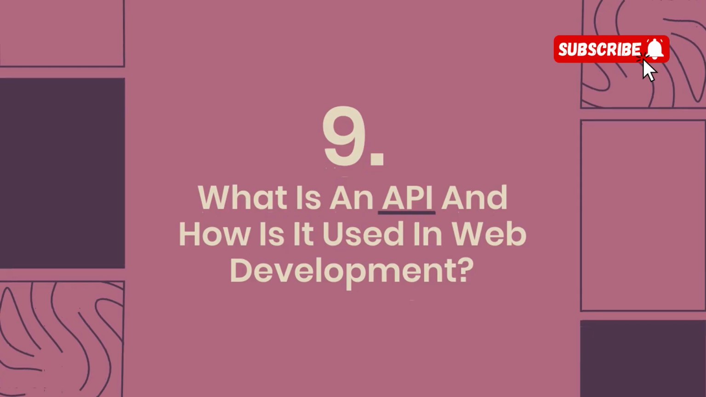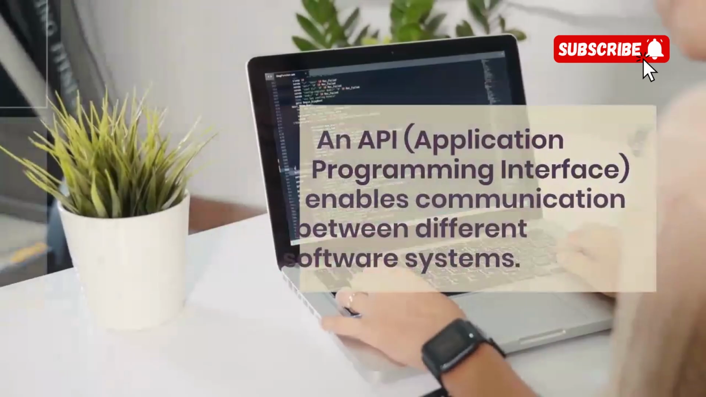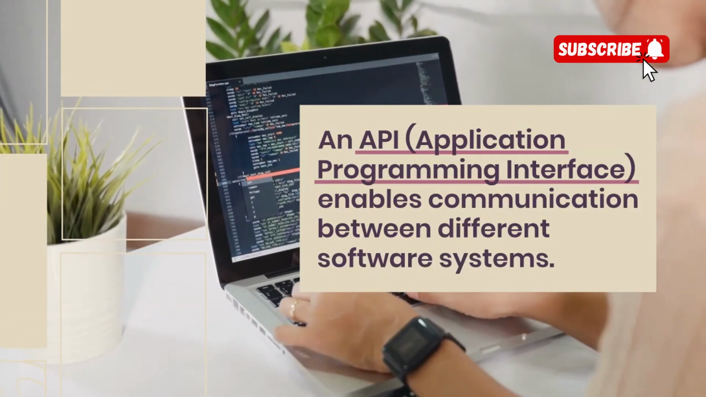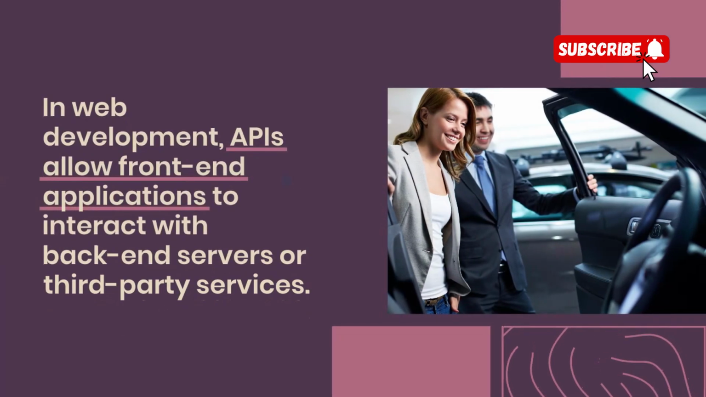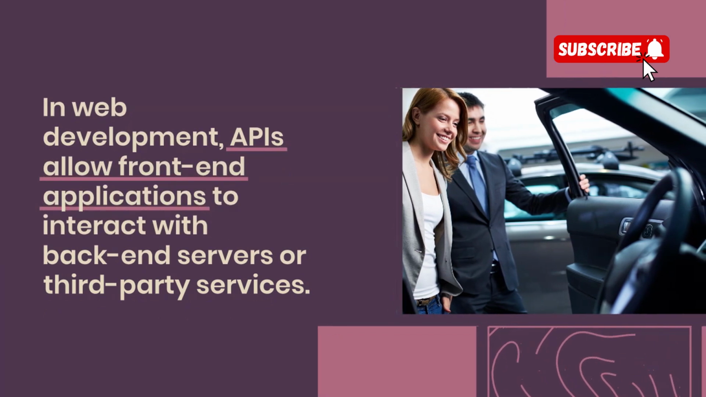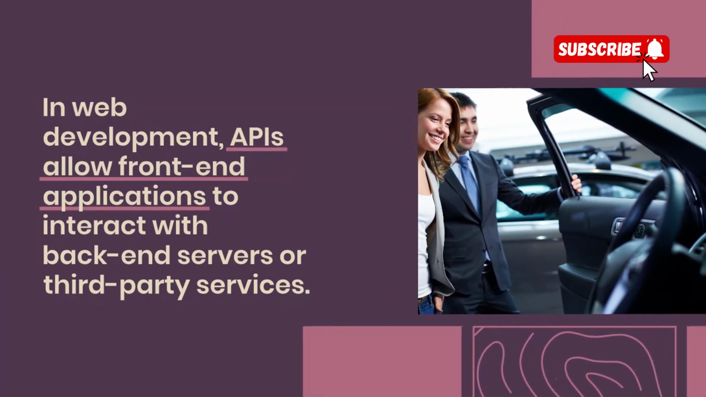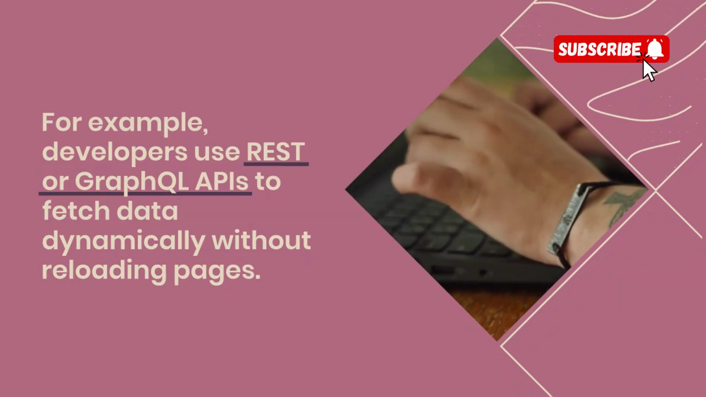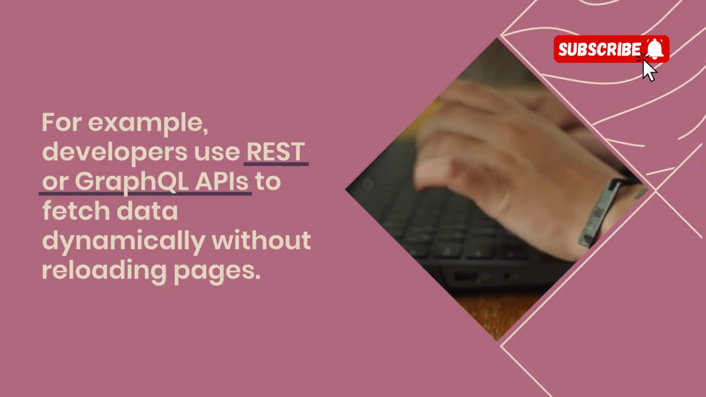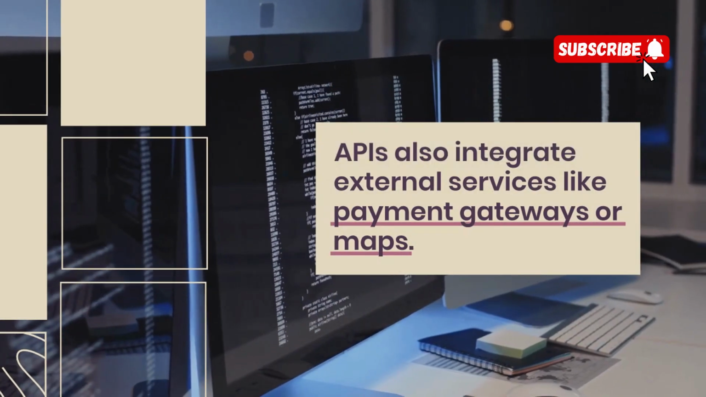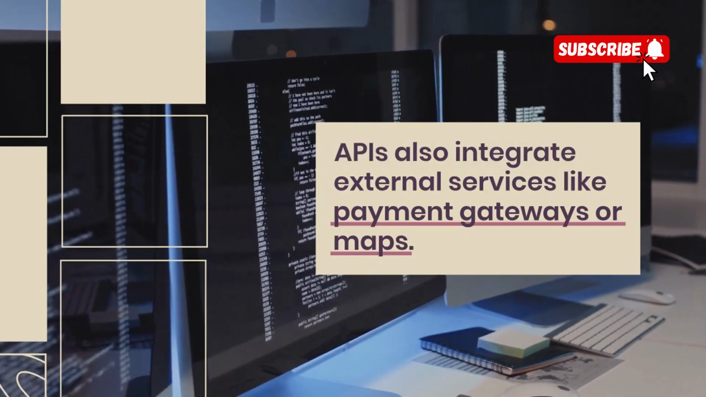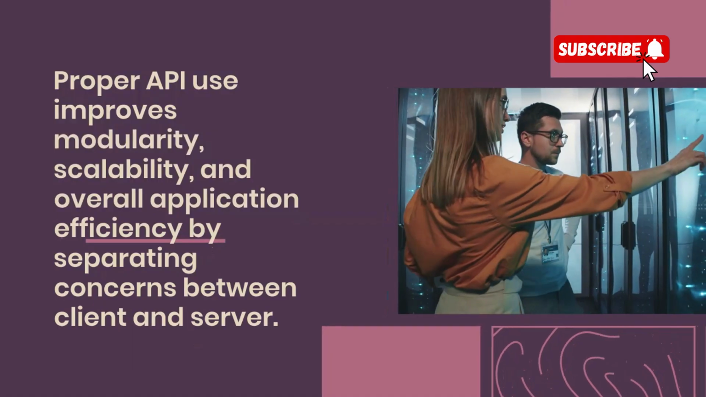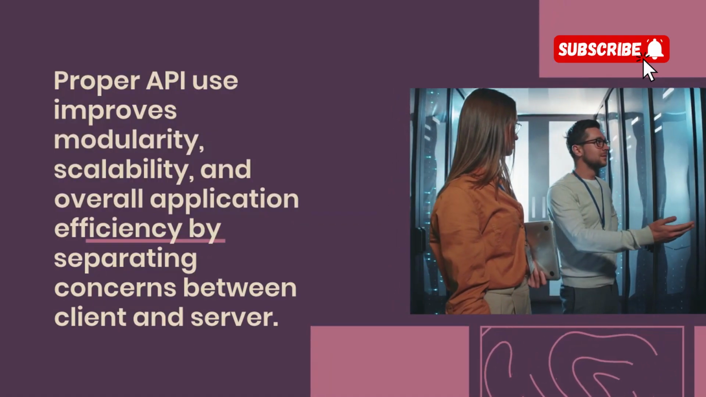9. What is an API and how is it used in web development? An API, application programming interface, enables communication between different software systems. In web development, APIs allow front-end applications to interact with back-end servers or third-party services. For example, developers use REST or GraphQL APIs to fetch data dynamically without reloading pages. APIs also integrate external services like payment gateways or maps. Proper API use improves modularity, scalability, and overall application efficiency by separating concerns between client and server.